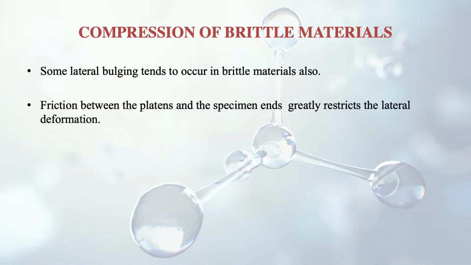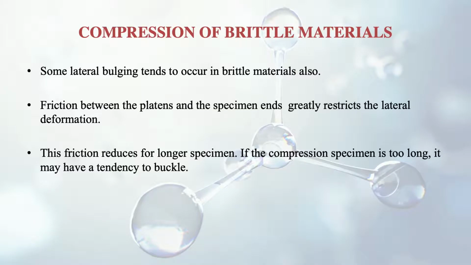So friction between the platens and the specimen ends greatly restricts the lateral deformation. Here at the ends where they are joining, this friction will restrict the lateral deformation. If it tries to deform, then it will restrict that. This friction reduces for a longer specimen. If my specimen is very long, then this friction will reduce. And one more thing can happen: if it is too long, then there will be a tendency to buckle. Buckle meaning it can bend. Suppose a vertical column is there, and the load is coming from the top through its axis, then it buckles or bends. That is what buckling is.